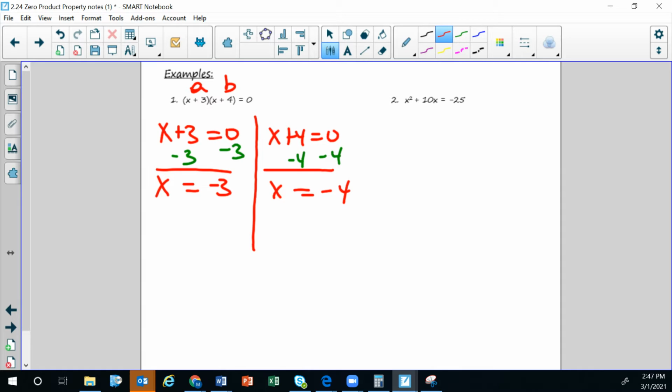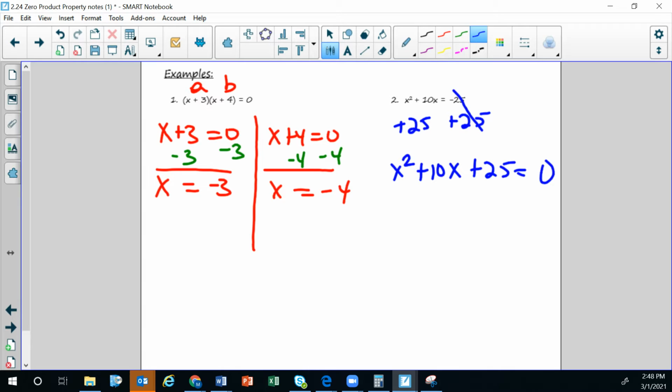All right. And on number 2, if you notice now, the equation is not set to 0, and so we must move the -25 to the left side, so that we have 0 on the right side. Here we go. So I'm going to add a plus 25 here and a plus 25 on the left side, and so that's going to give me x squared plus 10x plus 25, all right? And that's going to equal 0 because plus 25 and -25 cancel out and give me 0 right there. So now I have the equation set to 0.